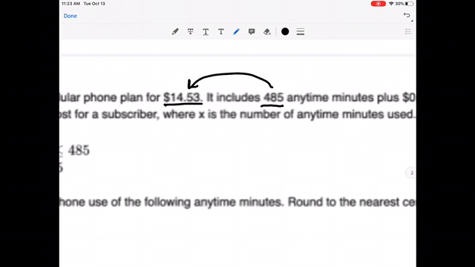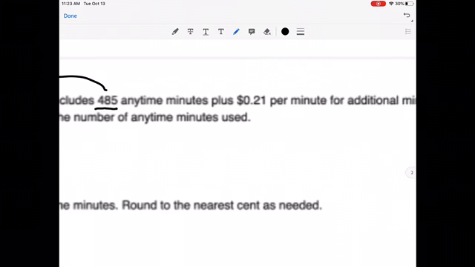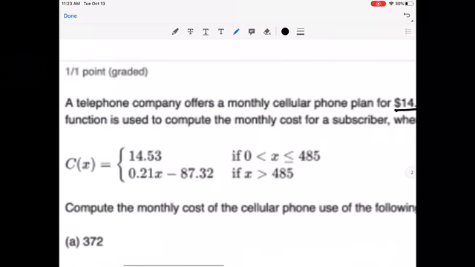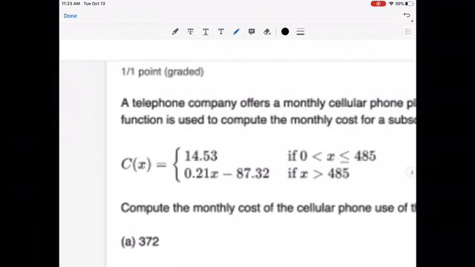Now, suppose that you talk for more than 485, let's say 486 or 500, then they're going to charge you for those extra minutes 21 cents per additional minute that you talk on the phone. And so this company, in order to figure out your bill each month, only really needs to consider two separate things. Either you talk for the 485 or less, or you talk for more minutes than that. And so the way that they're going to calculate your bill is using this piecewise function.